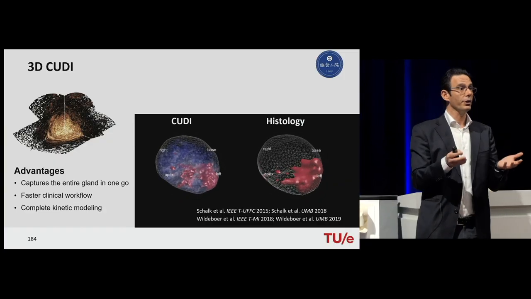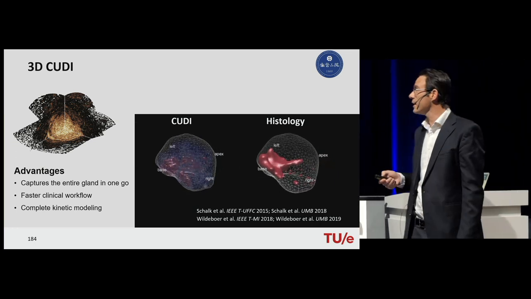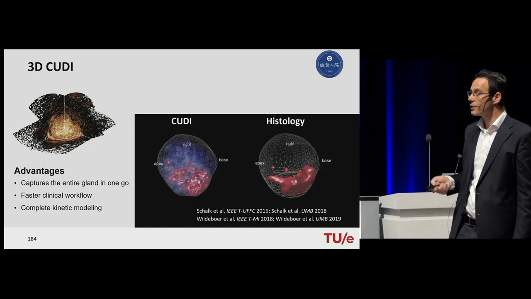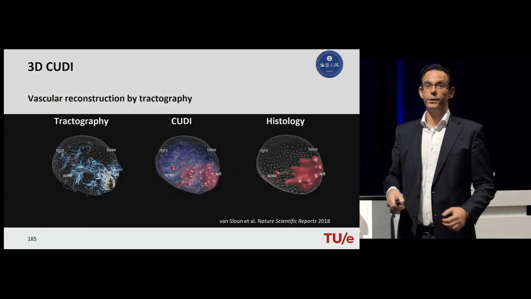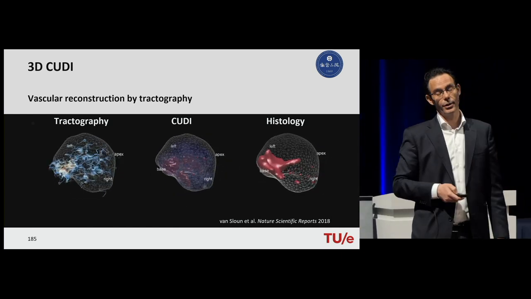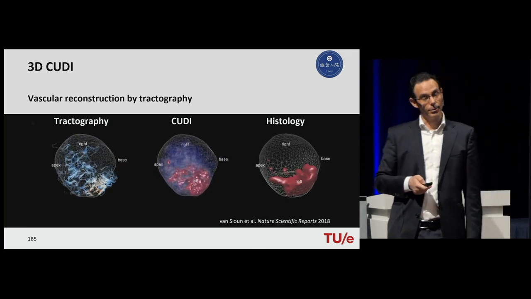Of course, our models are by nature 3D models, which also helps in terms of modeling. Here you see some results of our dispersion analysis compared to the histology, and we developed this even further by developing some tractographic techniques to reconstruct the main streams of flow. So also these images show quite a good agreement with the histological result.